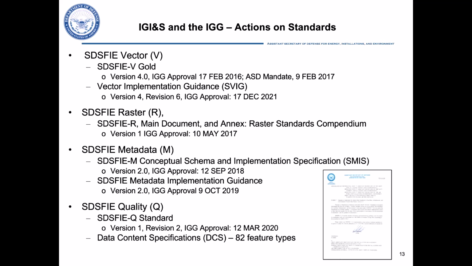The IG approved Revision 2 of the SDSFIE Q standard in March 2020, with Revision 3 under review as of summer 2023. The Quality Working Group individually reviews Feature Type Specific Data Content Specifications, or DCS, which now number 82, and then recommends each DCS for IG confirmation. The first set of these received IG approval in June 2018, and the last in May of 2023. The first set of endorsed, or SDSFIE E standards, is expected to be considered by the IG in late 2023.